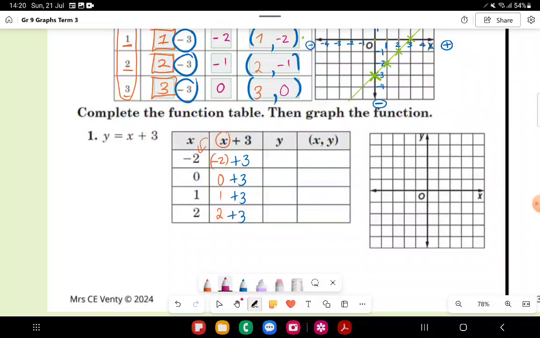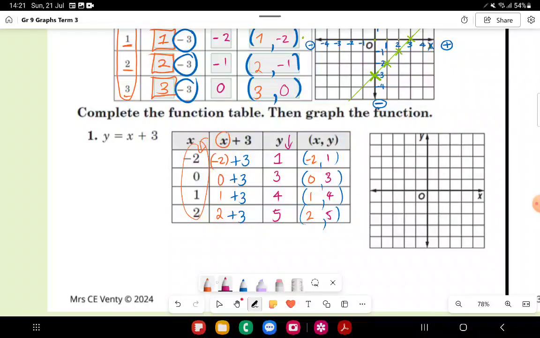Now I want to solve for y. -2 plus 3 is +1. 0 plus 3 is 3. 1 plus 3 is 4. 2 plus 3 is 5. Now I'm going to draw my brackets, comma, brackets, comma, brackets, comma, brackets, comma. And I put my numbers in, -2, 0, 1, 2. That I get from here. And then over here, pink numbers, 1, 3, 4, 5.